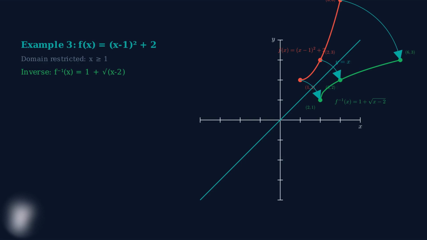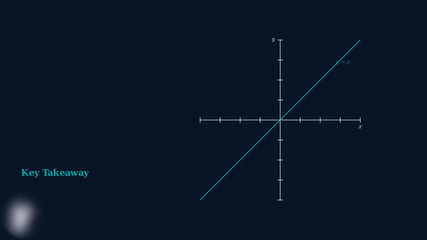No matter how complex the function, the reflection across y equals x always produces the correct inverse function graph. The key takeaway is this: the graph of any inverse function is always the reflection of the original function across the line y equals x. This beautiful geometric relationship works for linear functions, curved functions, and even complex functions. It's a universal property that makes graphing inverse functions straightforward once you understand the reflection principle.